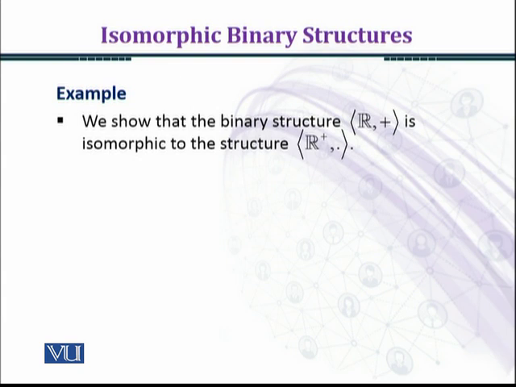Now we consider an example. We show that the binary structure (R, +) is isomorphic to the binary structure (R+, ·) under multiplication. Here R+ is the set of positive real numbers and R is the set of all real numbers. Now you can think about how to define a map from R to R+. Immediately it will come to your mind that the exponential map is a map that will take you from R to R+. So we define phi from R to R+ by phi(x) equal to e raised to the power x.